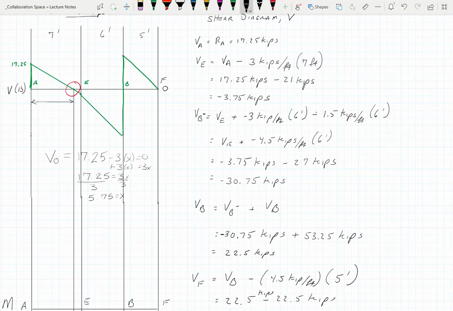3 is our slope, right? So 17.25 is the b. Good enough. But for every foot across, we're going to go down 3 for every foot we move to the right. Yes? Let me draw it, just make sure you see it.